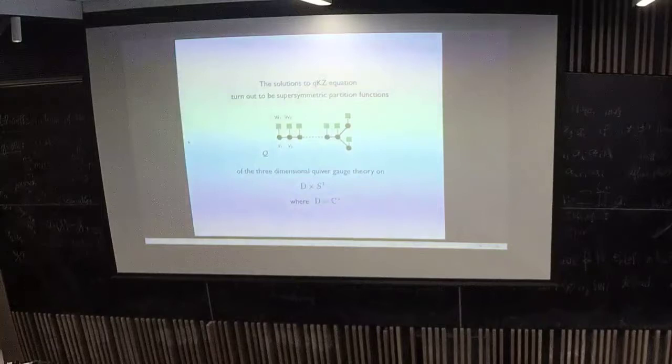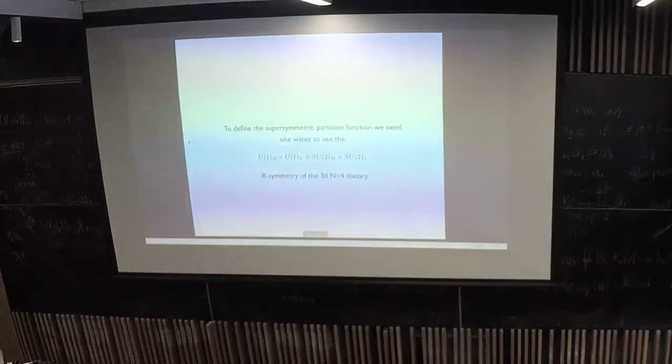So the solutions of the qKZ equation turn out to be supersymmetric partition functions of this three-dimensional gauge theory on an infinite disk times S1. Which partition function will we need? The theory has a pair of SU(2)_R symmetries, and it turns out that you want to use only a U(1) times U(1) subgroup of them to define the partition function. So it treats the two R symmetry groups symmetrically.